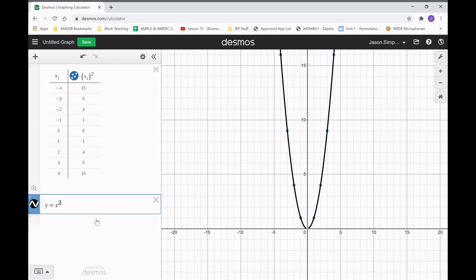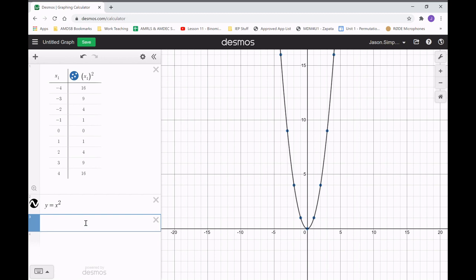Okay, so now we have to talk about what things are in this graph. Right now, we have this beautiful point right here. That beautiful point right there is my vertex. It's the lowest point on my graph, and it's at 0, 0. Okay? Now let's go back to our lesson here.